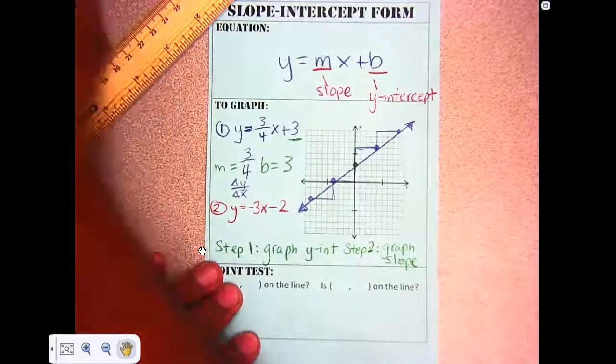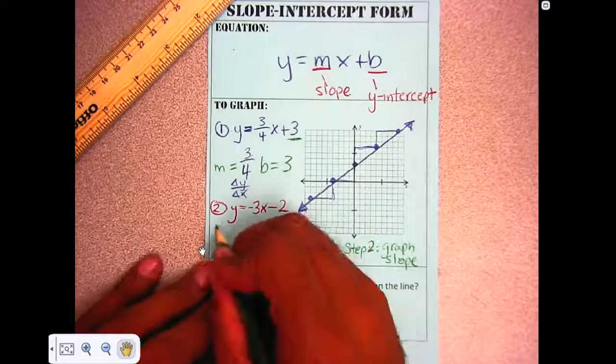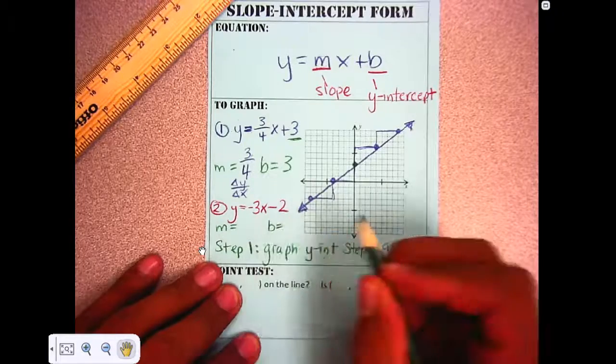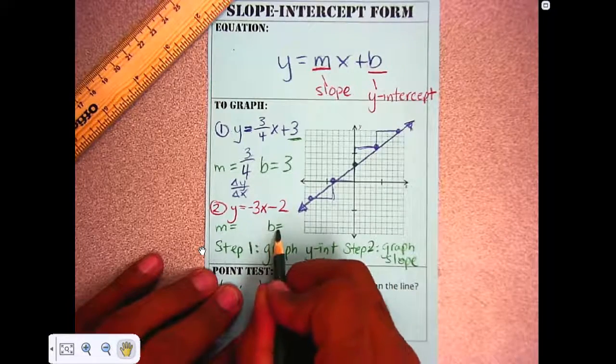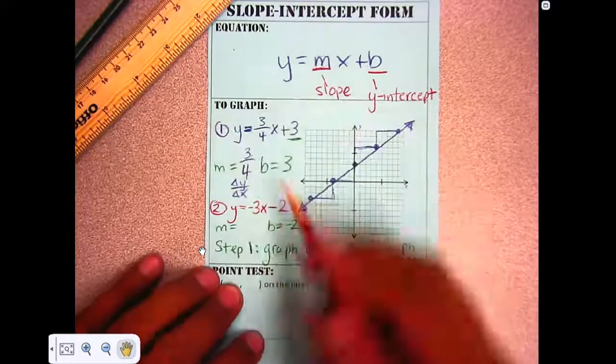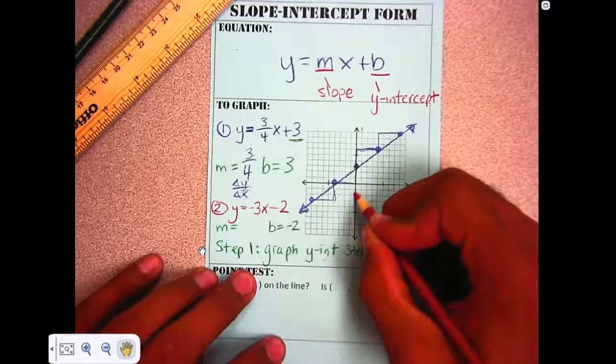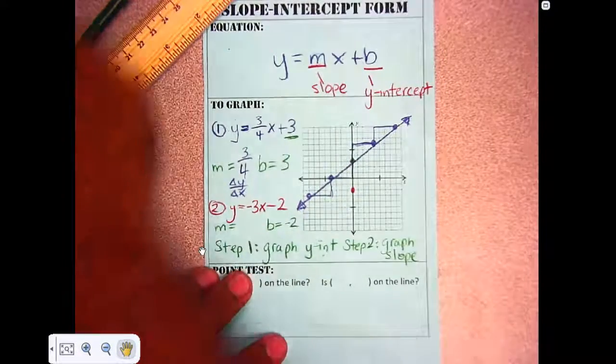Okay, so now, again, step 1 is graph the y-intercept, so we need to find that. We'll put m here and b here. So our y-intercept is negative 2. Let's go ahead and put that on the graph. Positive 3 is up here, that means negative 2 is down here. And now we need to graph our slope.